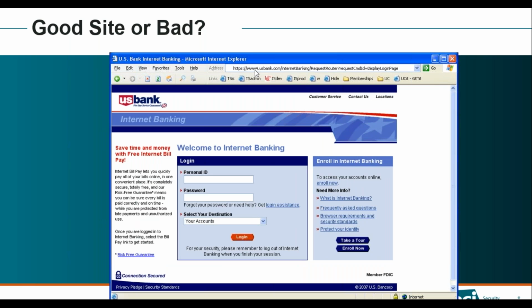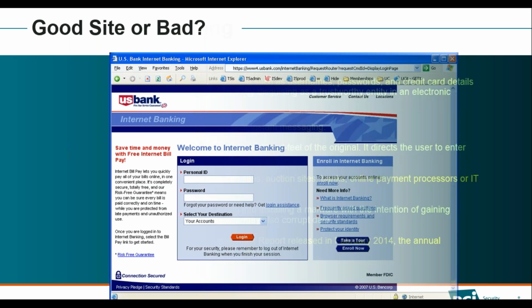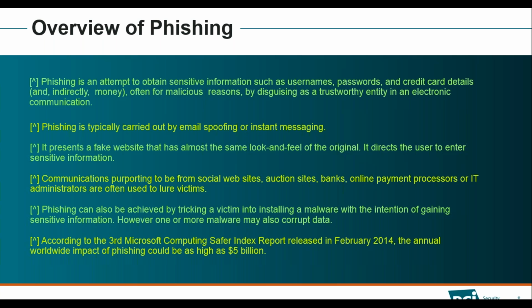Compare it with this HTTPS usbank.com. So most probably this is a legit site, unless the site has been hacked in the background and the hacker has introduced malware onto the systems. A quick overview of phishing. Typically, most of the time, 90% I would say, it's always email spoofing. Somebody sending a mail in somebody else's name.